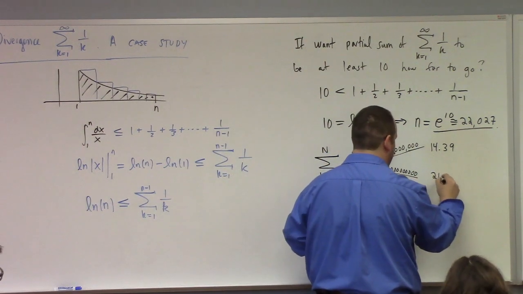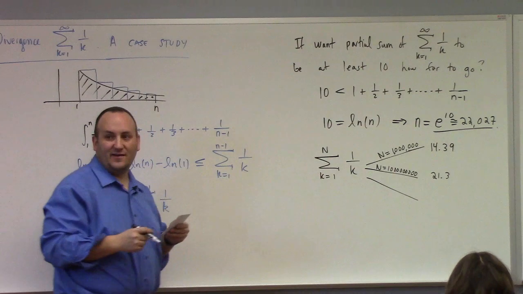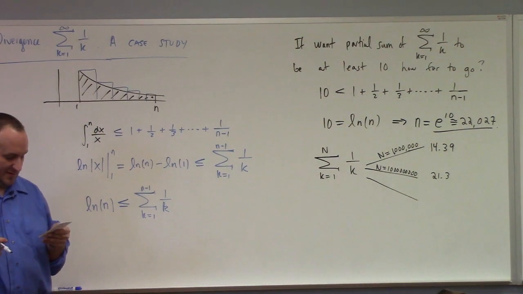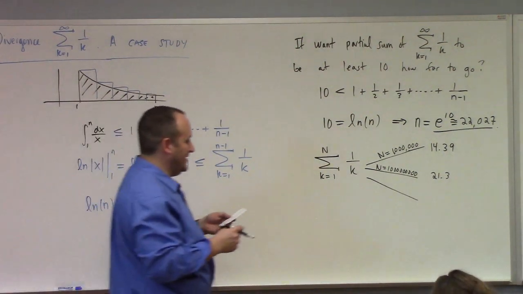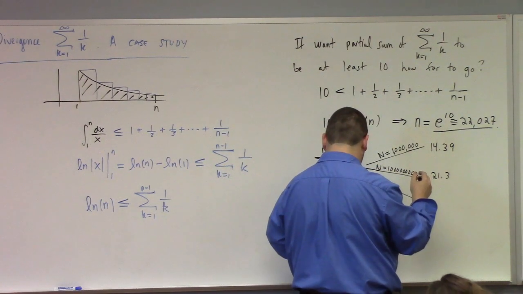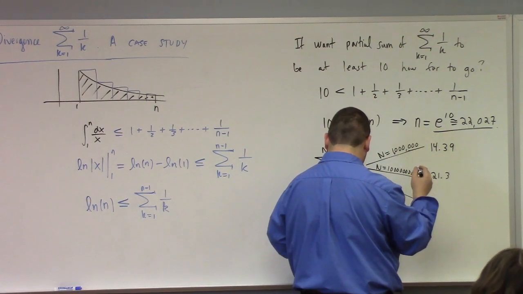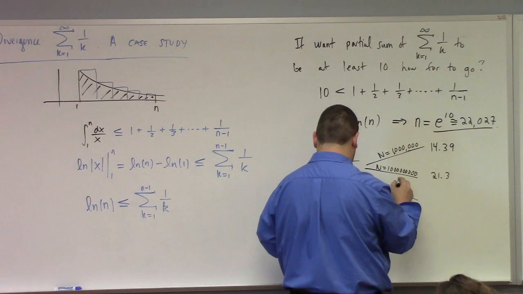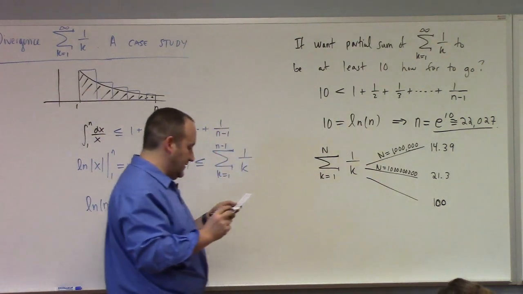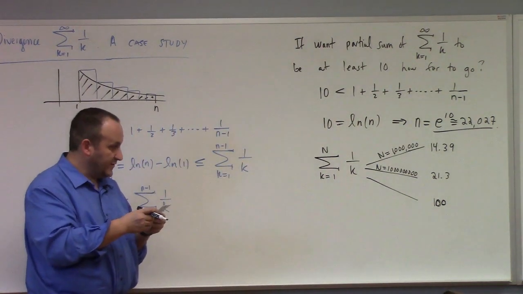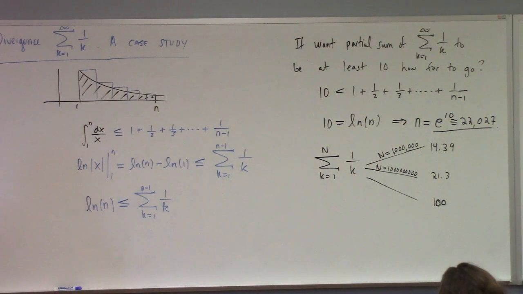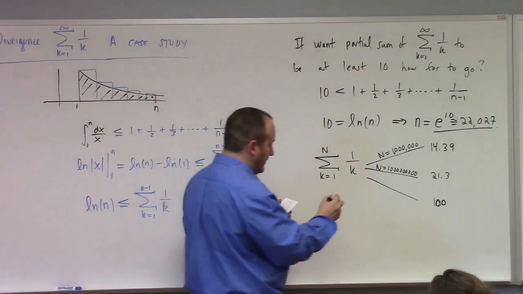It's about 21.3. In order for the partial sum to get to 20, excuse me, let's see here. What if you wanted to get 100? If you want the partial sum to be about 100, guess what you need, roughly speaking. How many terms do you need? What big N do you need to get the harmonic series to reach 100? How many terms do you have to take in the series? Roughly.